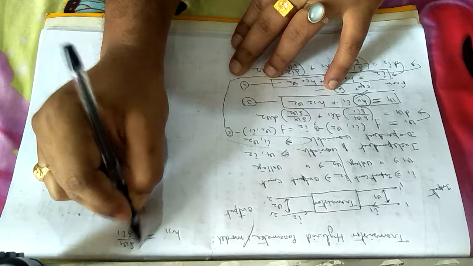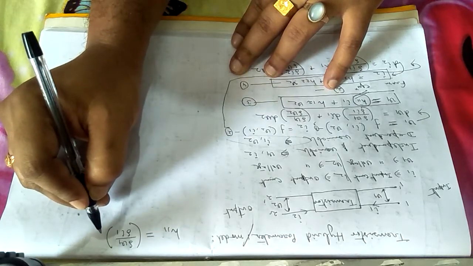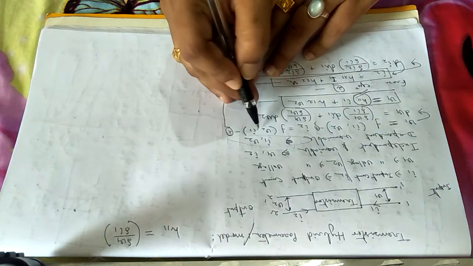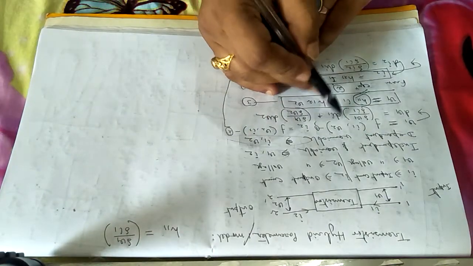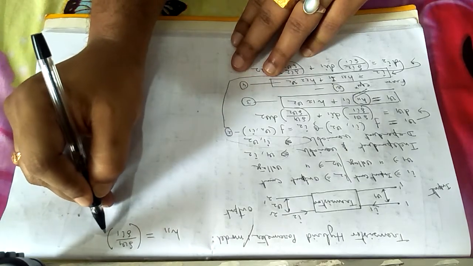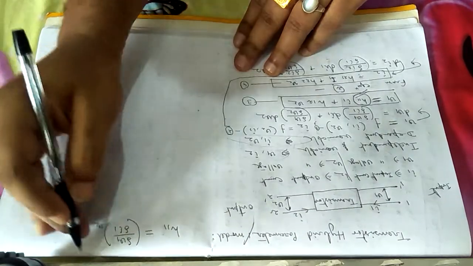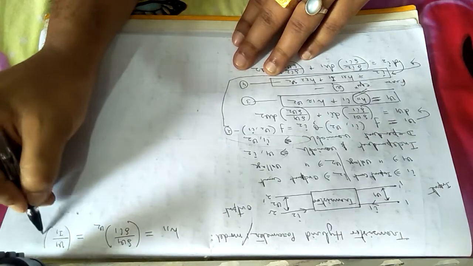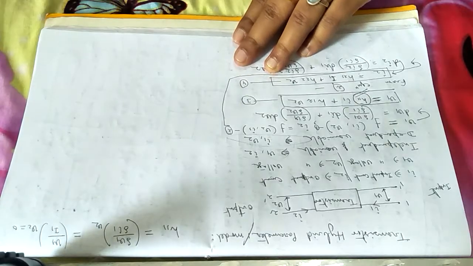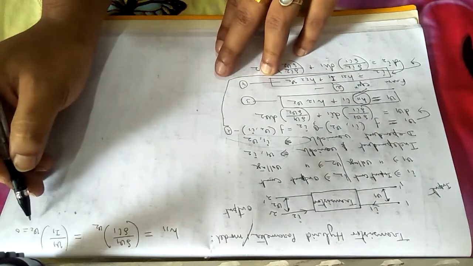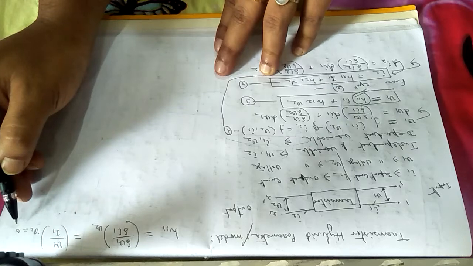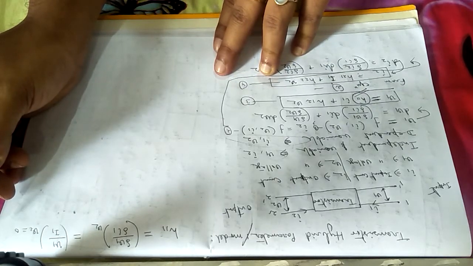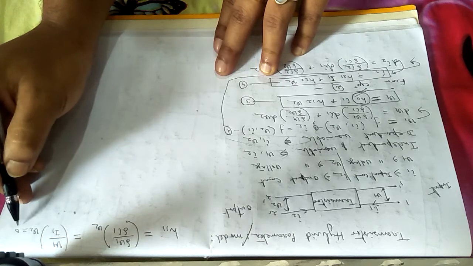This one, del V1 divided by del I1, when the other parameter was constant. What is the other parameter in between the variables? The other parameter for this one that was constant is V2. You can express this one as V1 by I1 when V2 equals 0. V2 equals 0, what does it mean? That is the output voltage is 0. That means the output terminal is short circuited.